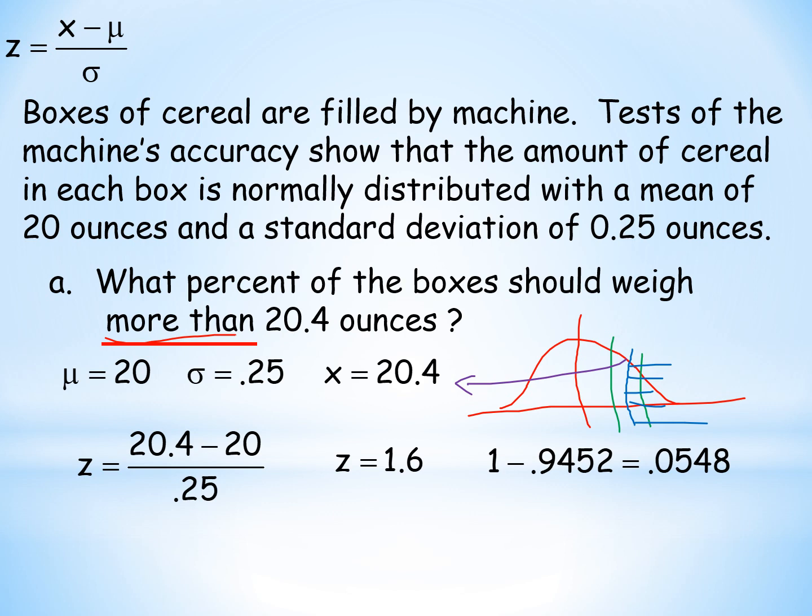When you look 1.6 up on your z-score table, you're going to get 0.9452. That will give you this purple side of the curve. But that's not the side you want. You want the greater than side, so you're going to have to subtract it from 1. So it'll tell you that 5.48% of the boxes weigh more than 20.4 ounces.